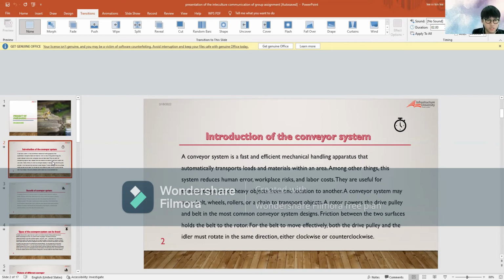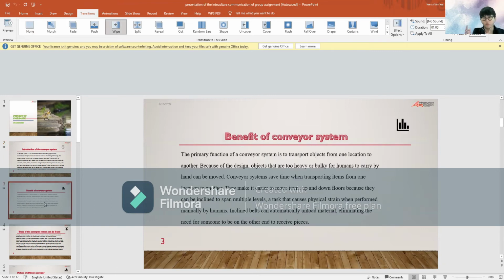A conveyor system may use a belt, wheels, rollers, or a train to transport objects. A rotor powers the drive pulley, and the belt is the most common conveyor system design. Friction between two surfaces pulls the belt to the rotor. For the belt to move more effectively, both the drive pulley and the idler must rotate in the same direction, either clockwise or counterclockwise. So what is the benefit of the conveyor system to our industry?